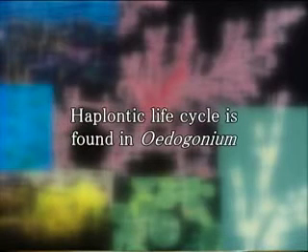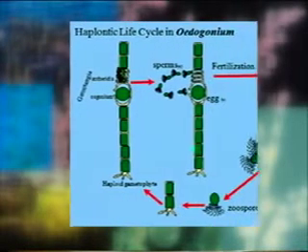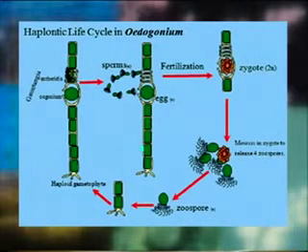The haplontic life cycle is best exemplified by Oedogonium. The gametophyte of Oedogonium is a haploid filamentous multicellular structure with specialized cells that act as gametangia. The male gametangium or antheridium makes sperms, while the female gametangium or oogonium forms the eggs. Then the sperms are released from the antheridium and they swim in the water and ultimately come close to the oogonium and get inserted into it.